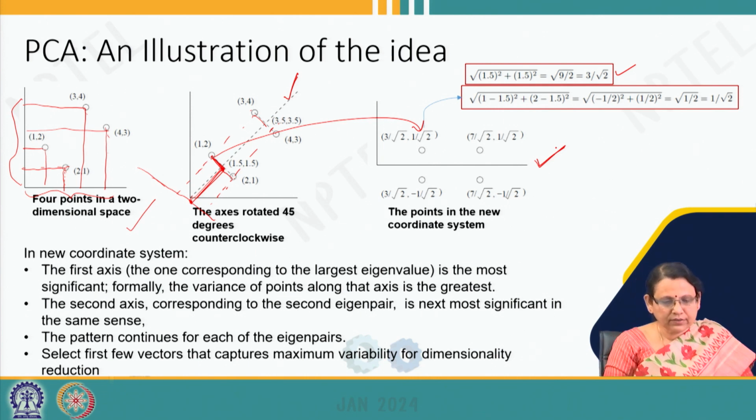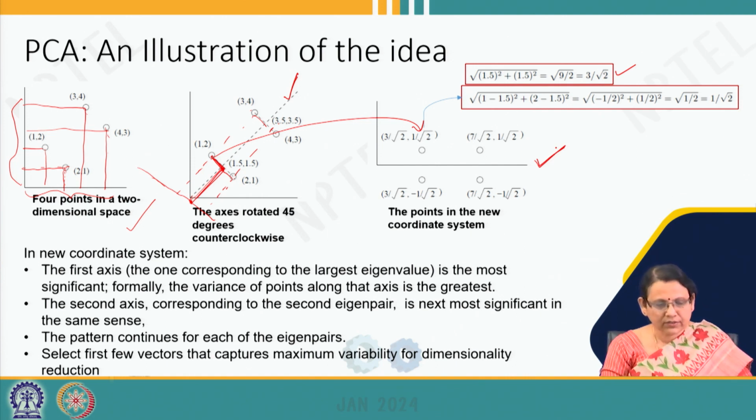So, in this new coordinate system, the first axis, the one corresponding to the largest eigenvalue, is the most significant. Formally, the variance of the points along that axis is the largest. The second axis corresponds to the second eigenpair, which is the next most significant in the same sense, and the pattern continues for each of the eigenpairs. Now, you have to select the top few to capture the maximum variability.